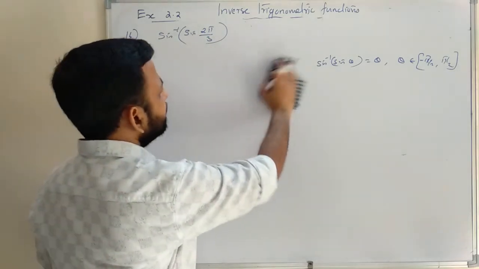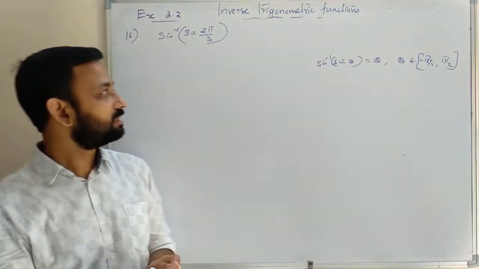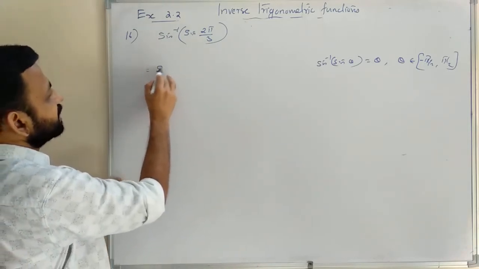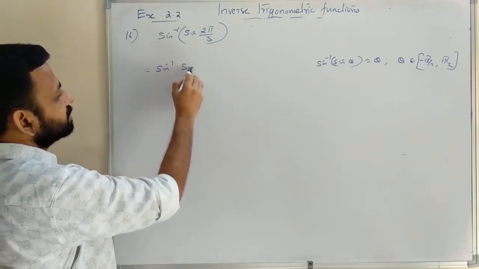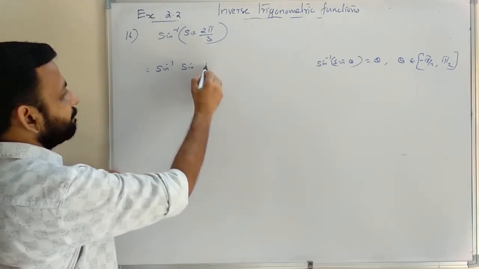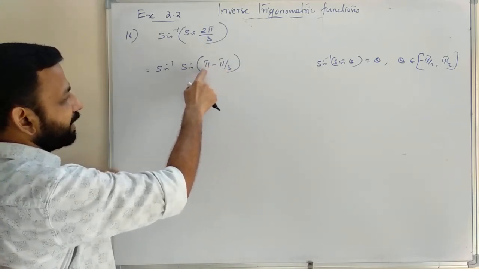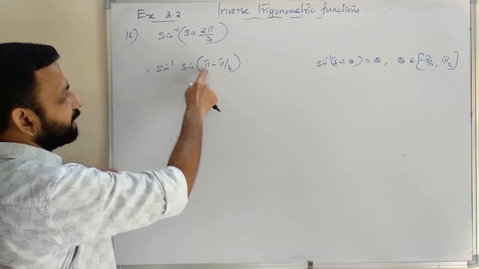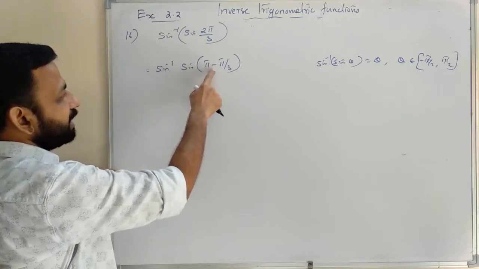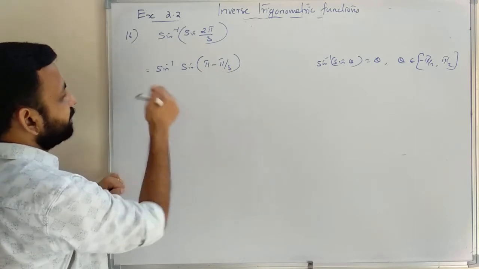Here we know trigonometric functions are periodic functions, so the value repeats after 2π. So we will change this one. We can write this as sin inverse sin (π − π/3). Because π − π/3, when we take the LCM, is 3π − π, that is 2π/3. So sin 2π/3 we can write as sin (π − π/3).